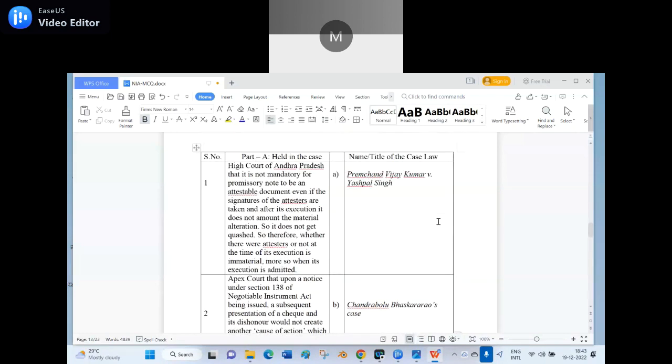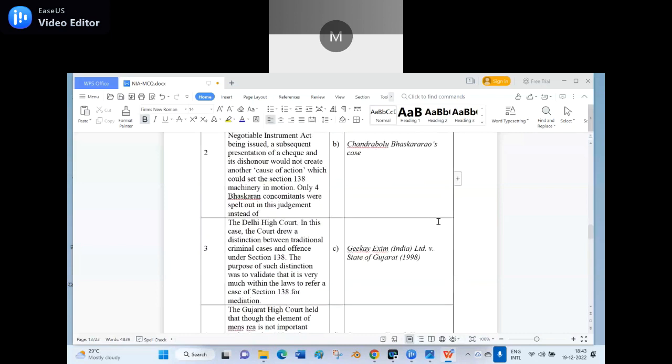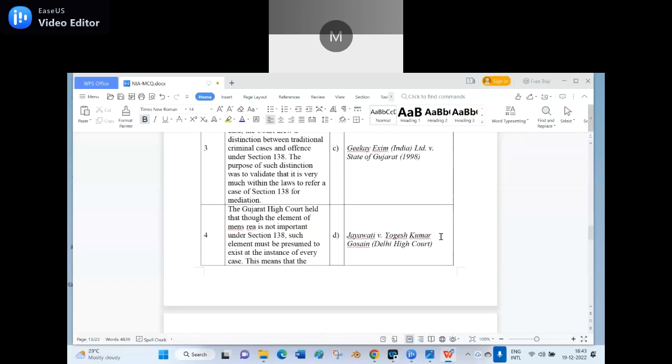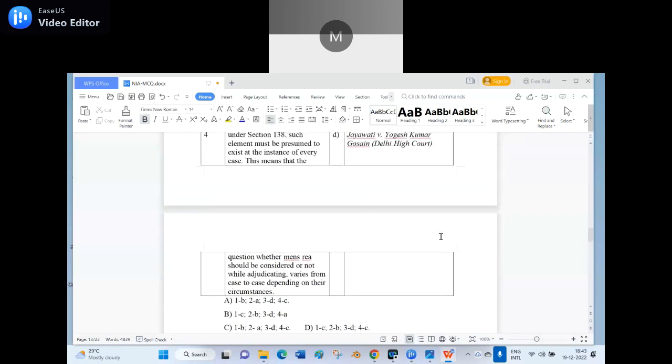And here, in part B, the A case law is Premchand Vijay Kumar versus Yashpal Singh, and B, Chandrabolu Bhaskara Rao case law, and C, GK Exim India Limited versus State of Gujarat, and D, Jayavanti versus Yogesh Kumar Hussain, Delhi High Court. So these are the four held and four case laws. Here I have given the options: A 1B 2A 3D 4C, B 1C 2B 3D 4A, C 1B 2A 3D 4C, D 1C 2B 3D 4C.